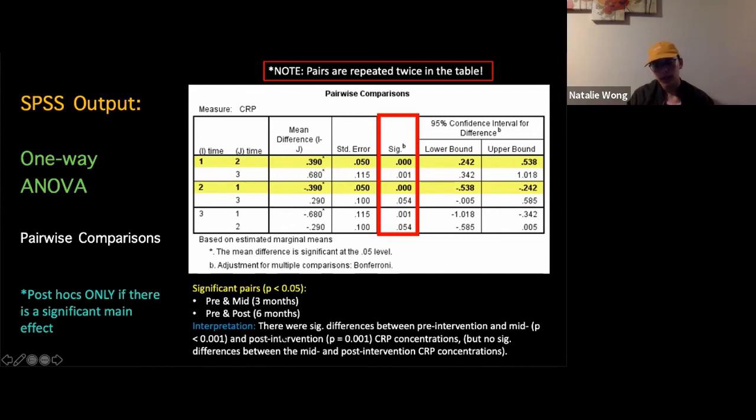But we can interpret our significant pairs as: there were significant differences between pre-intervention and mid-intervention, as well as pre and post-intervention CRP concentrations. I put this in parentheses at the end where I just noted what the non-significant differences were, but you don't have to add that. It's just there so you can see that it was not significant. But yeah, pairwise comparisons. And that's the end of the ANOVA.